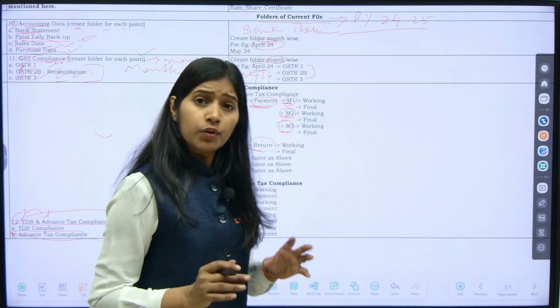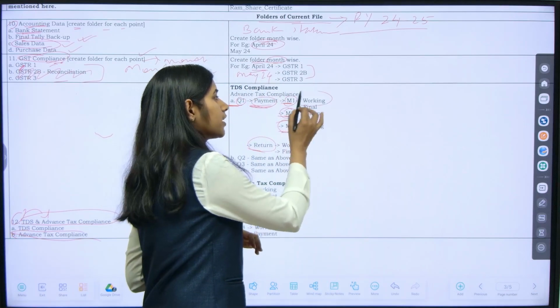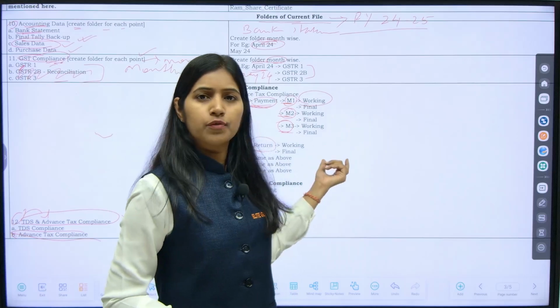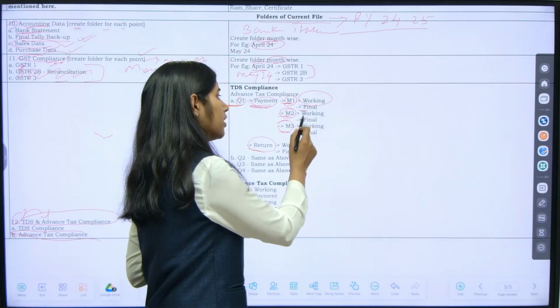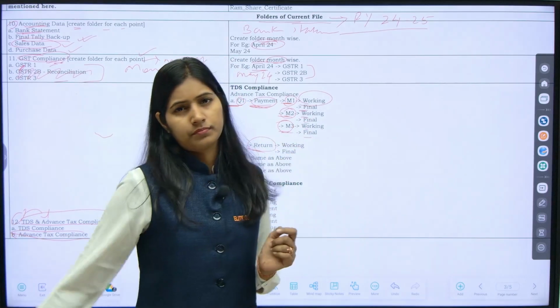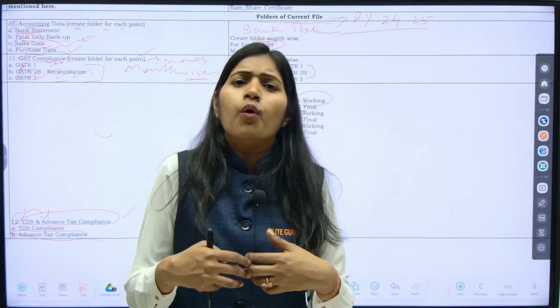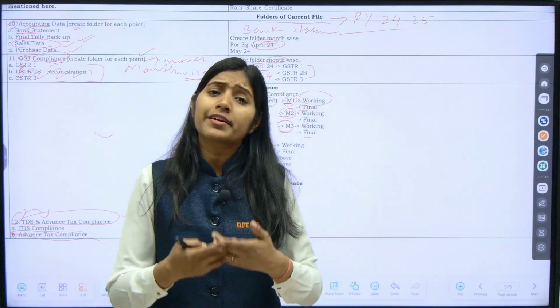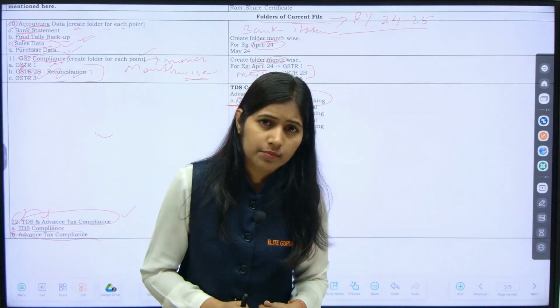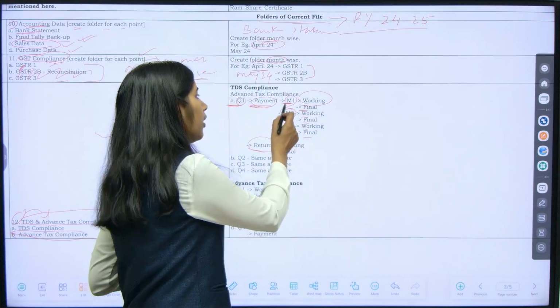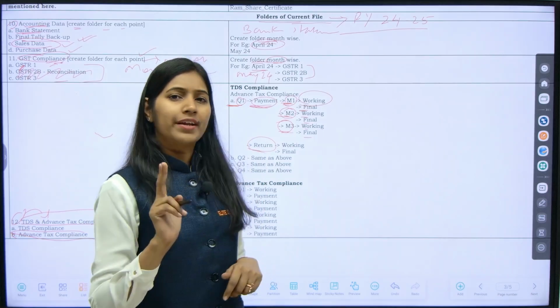Correct? So you will do those workings, and those workings will form part of your working folder. So these are your folders: working folder, final folder, working, final, working and final. You can see I am keeping more folders in order to get more clarity, so that nobody gets confused. So M1 will have 2 folders, working and final.